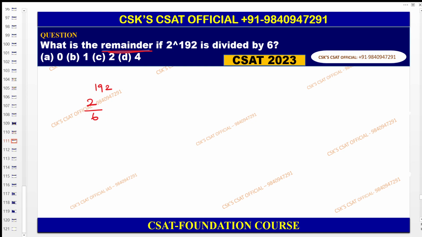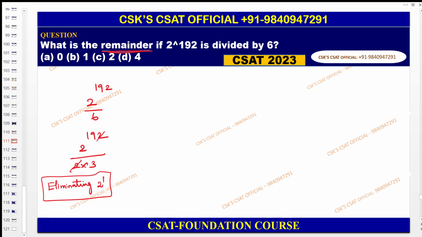Simple here. The procedure is to check whether the divisor can be expressed as a product of the bases. Yes, this can be expressed as a product of bases: 2 into 3. Eliminate 2 power 1. Please remember, this is very important: whatever you are eliminating, you have to keep. So eliminating 2 power 1, keep that.